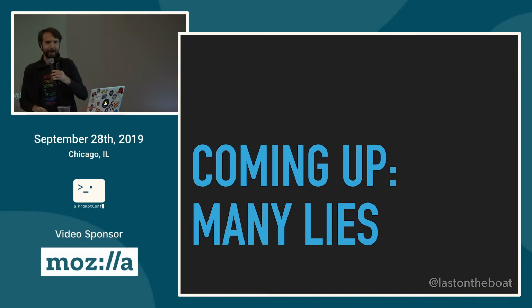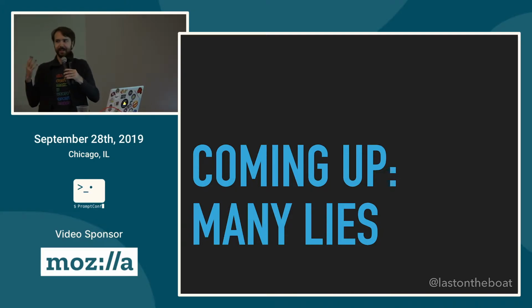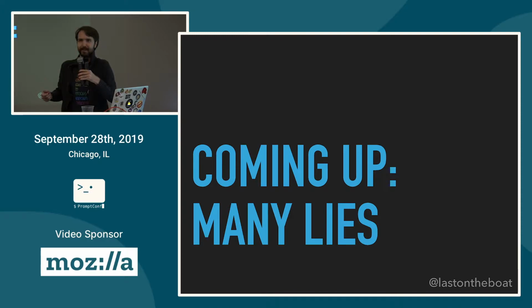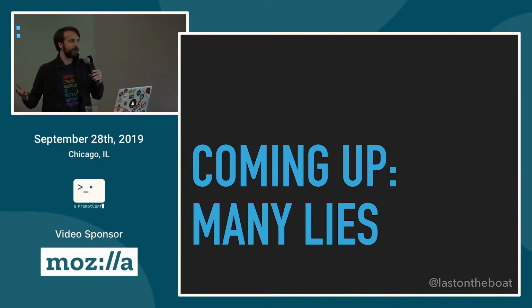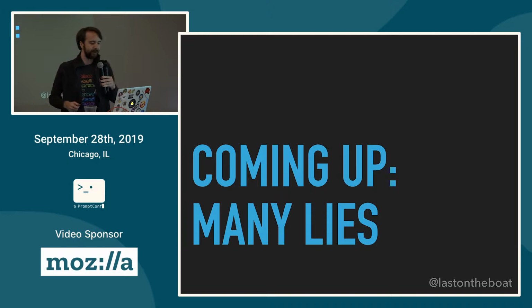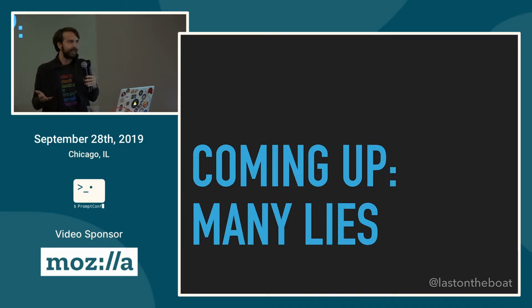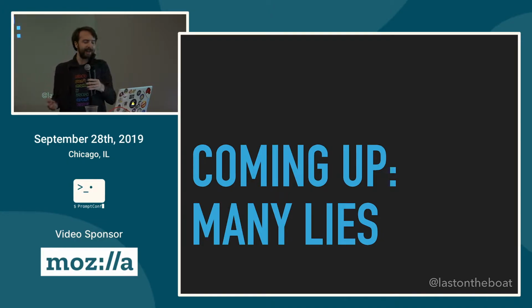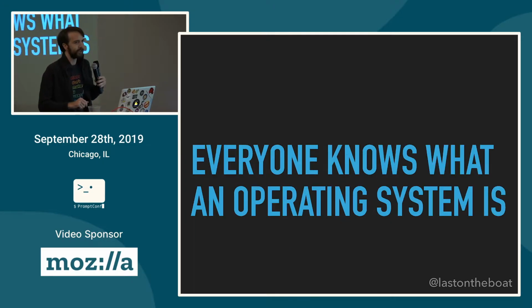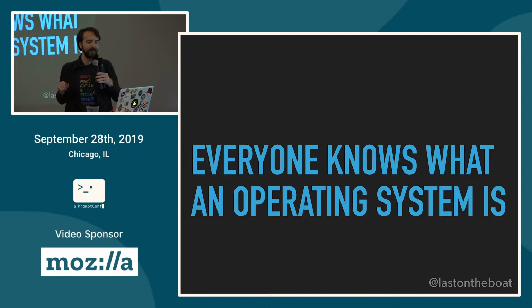So, heads up, I'm going to lie to you. I'm going to describe simplifications of the real world, like Naomi talked about this morning. Sometimes models are hard, the real world is complex, and we need to simplify them down. I'm going to do this because I think there is still value in learning things that are technically wrong. So the first lie is that everyone knows what an operating system is.